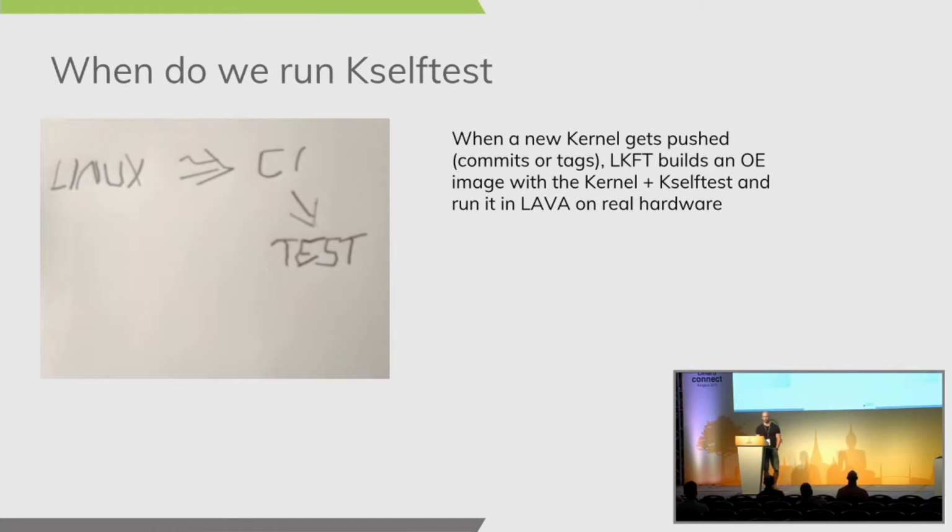So when do we run Kselftest? When there's a new commit to any kernel that we track, we run our CI system and we build an OpenEmbedded image that contains our kernel, root file system and Kselftest. And we run it on real hardware in our LAVA lab.